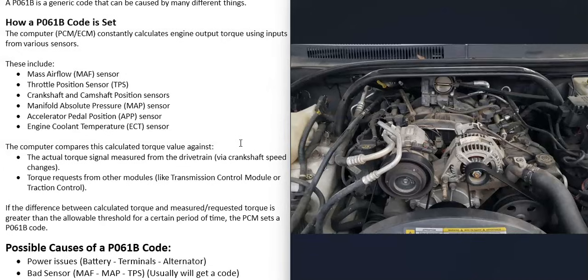and if for some reason all this information is outside the range that it should be. For example, say the crankshaft is spinning at a set RPM, the computer's going to know that the transmission output to the driveline should also be spinning at a certain speed within a set range. But this information is too far outside where it should be. The driveline's spinning faster than it should be compared to what the crankshaft is spinning. Then the computer's going to see this and it's going to set this P061B code.